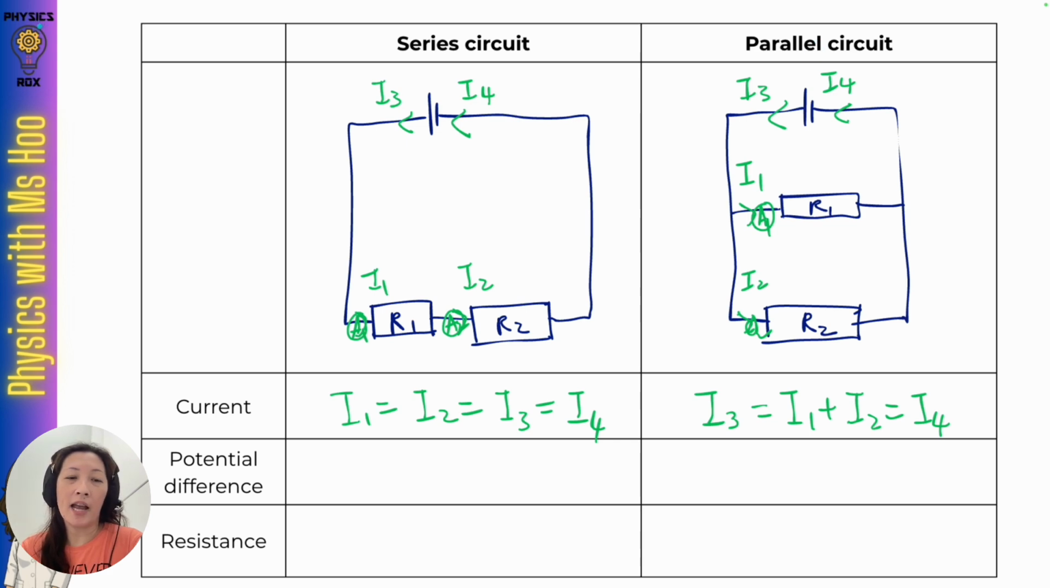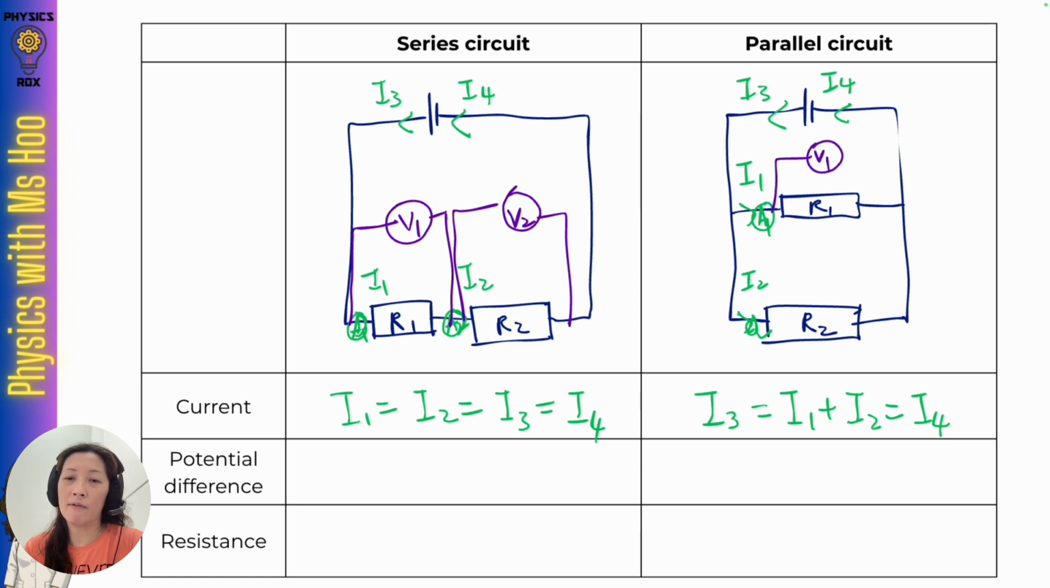Now, let's look at potential difference. So now we're going to compare the potential difference across R1 and R2. So for this, I'm going to put respective voltmeters across the resistors. So we have V1 across R1 and V2 across R2. We're going to do the same thing for the parallel circuits as well. V1 across R1 and V2 across R2. We're also going to put a voltmeter to measure the terminal potential difference across the entire circuit. I'm just going to label that as a general V.